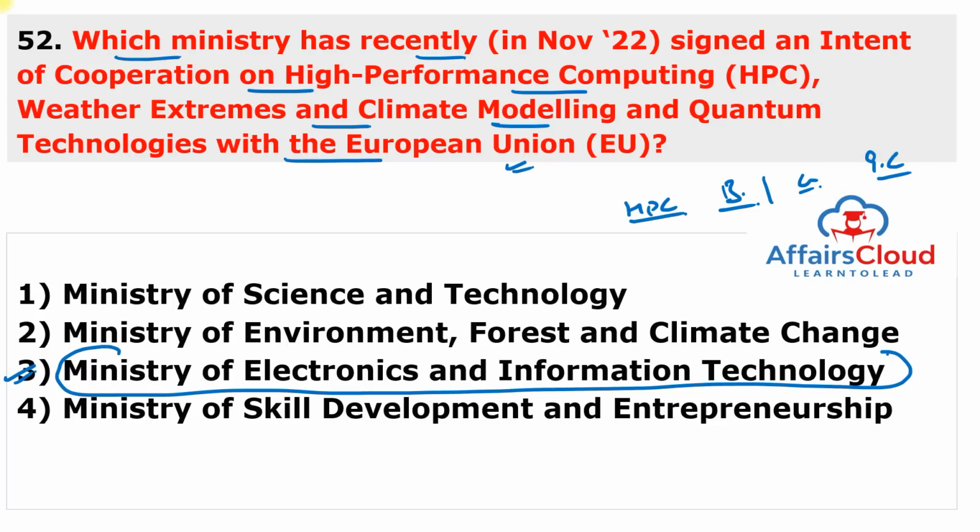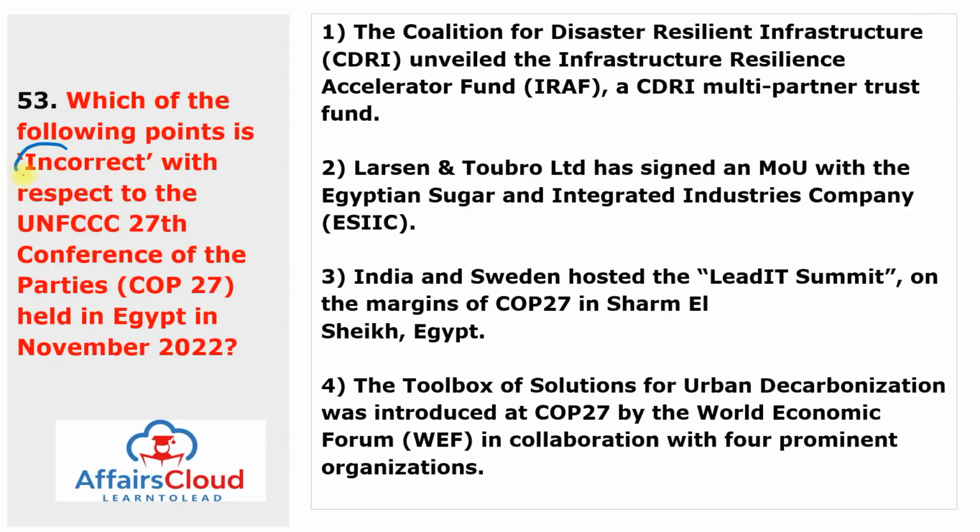Moving to next question. Which of the following points are incorrect with respect to the United Nations Framework Convention on Climate Change COP27 held in Egypt in November 2022? So let's read out the statements and find out the incorrect one, but mark this question in the most important category. The Coalition for Disaster Resilient Infrastructure unveiled the Infrastructure Resilience Accelerator Fund, a CDRI multi-partner trust fund, and this statement is true. Next is Larsen and Toubro Limited has signed an MOU with the Egyptian Sugar and Integrated Industries Company.